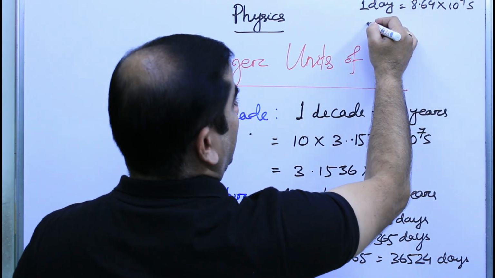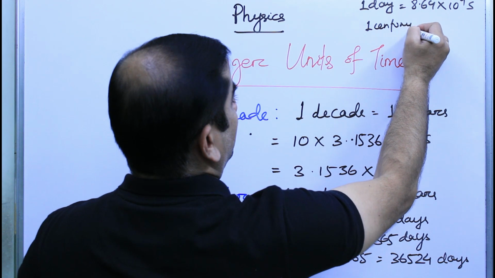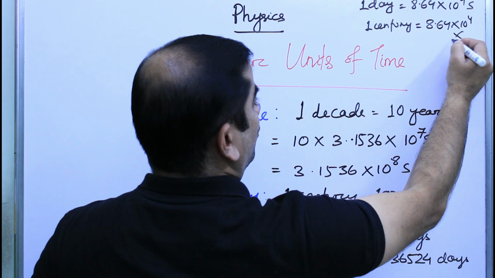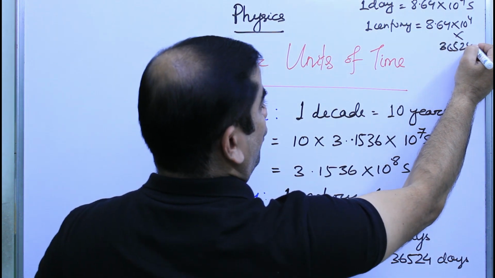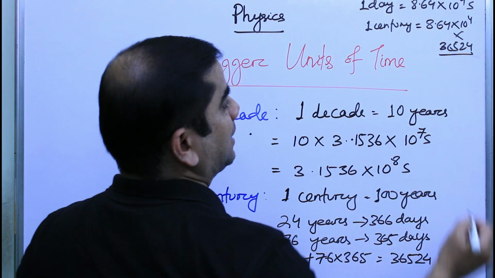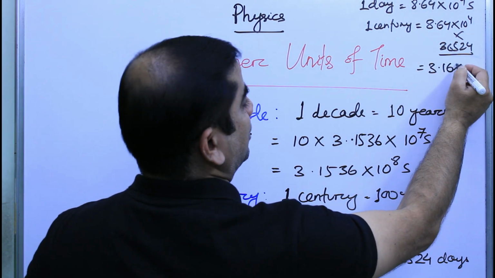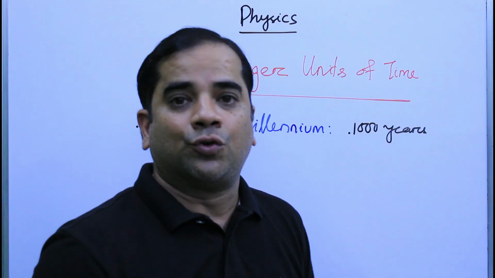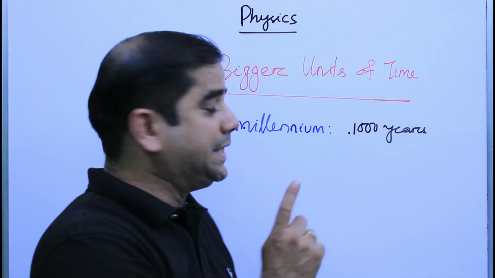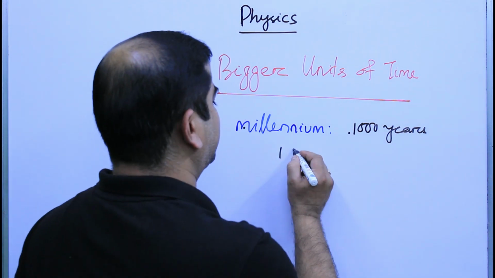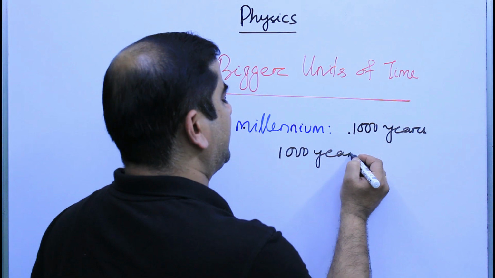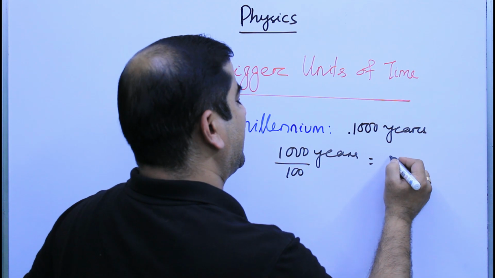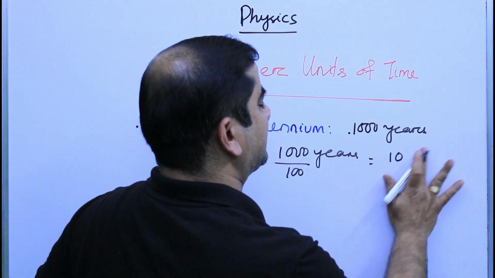So 1 century will be equal to 8.64 into 10 to the power 4 into 36524, because the century has these many days. So it will give us 3.16 into 10 to the power 9 seconds. Okay, hope you understand. Students, the next bigger unit is millennium, which is equal to 1000 years. See, 1 century is 100 years. That means if we divide 1000 by 100, we get 10 centuries.